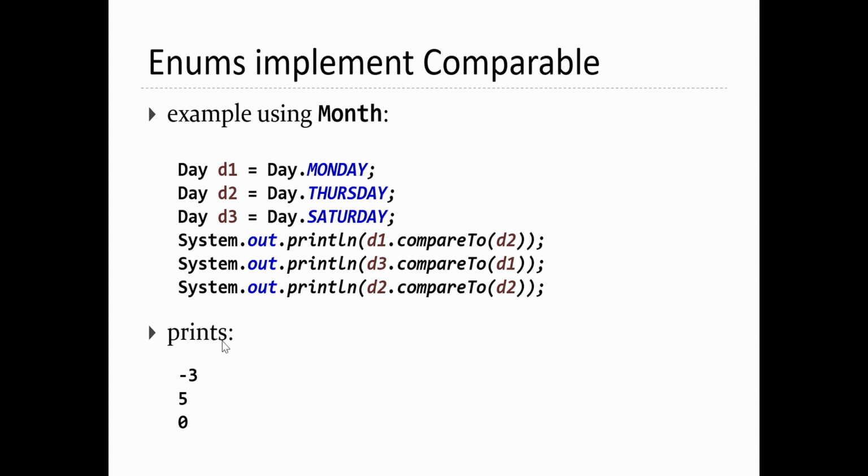The number that you actually get back actually means something with enumerations. With enumerations, you get back the difference between the 2 days. So Thursday is 3 days after Monday, so Monday is 3 days before Thursday, so you get back -3. Saturday is 5 days after Monday, so you get back the 5. So here you get the difference in the location of the constants in the order that you listed them in.